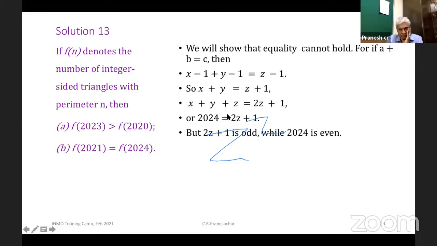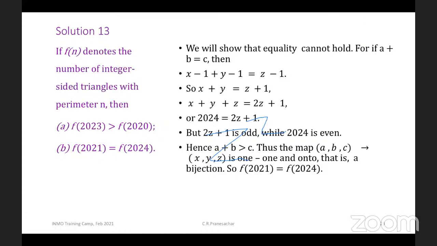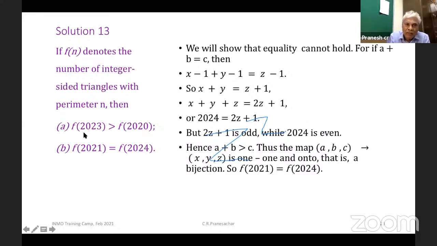Therefore, you see that the map is actually 1-1. Therefore, the number of triangles with perimeter 2021 and with perimeter 2024 will be equal. So why do you think, although the difference is 3 here and the difference is 3 here again, one is inequality and the other is equality? Sir, because in the first, 2023 is odd, in the second, 2024 is even. Exactly. If the greater number is odd, you will have more triangles. But if the greater number is even, you will have an equal number of triangles, even if you add 3.